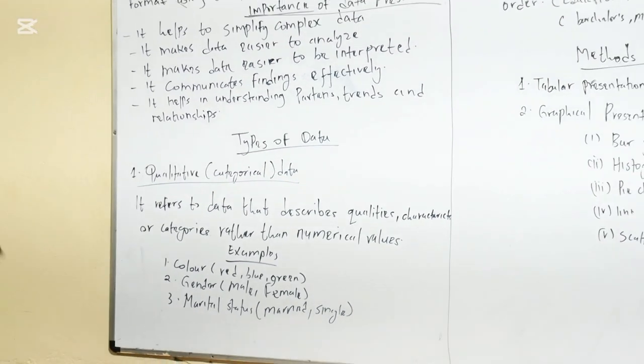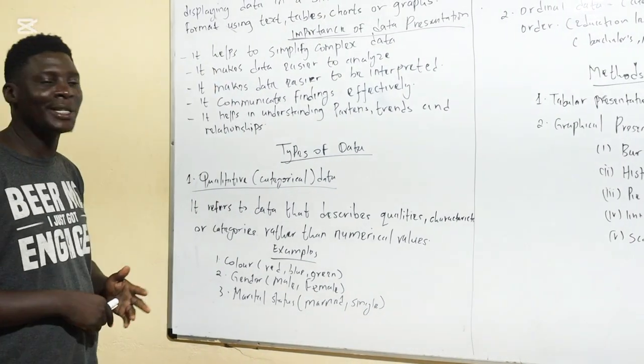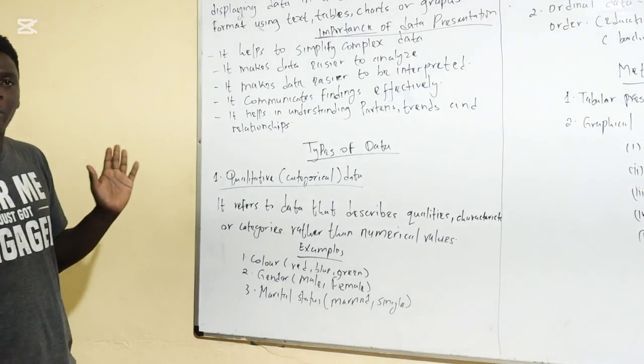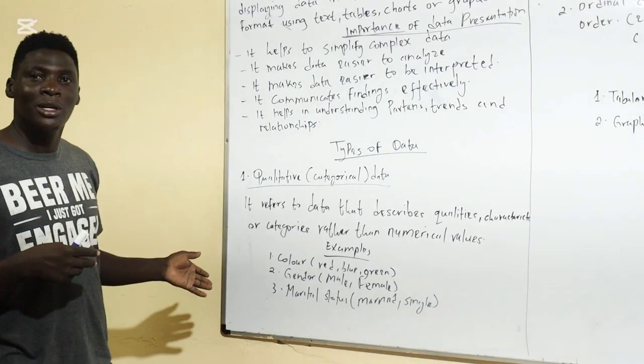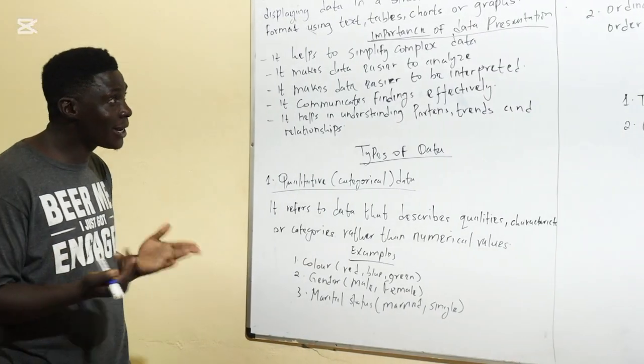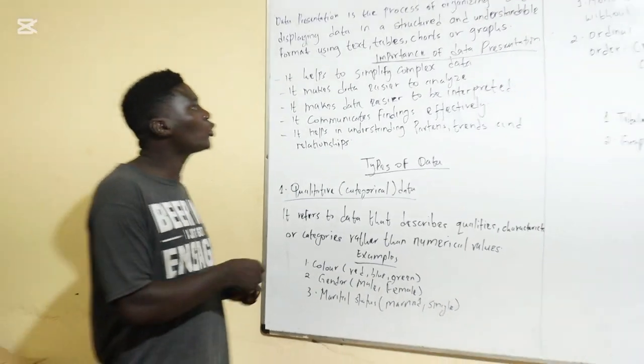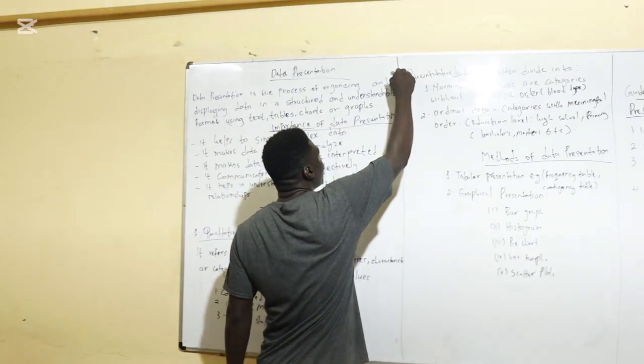There must be 2 or more categories. It can either be 2, 3, or 5, but as long as the category is there. So it's either you are male or female, it's either you are okay or not okay, it's either you are single or married. That's what we call what? Categorical data. Now number 2, we're going to talk about quantitative data.